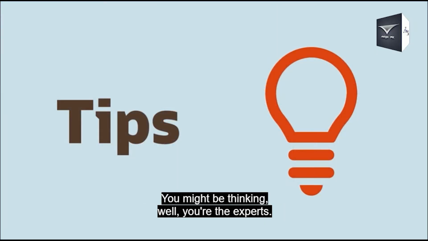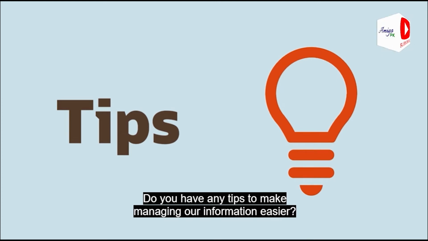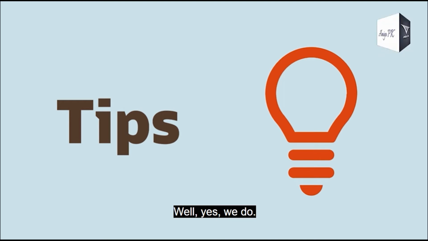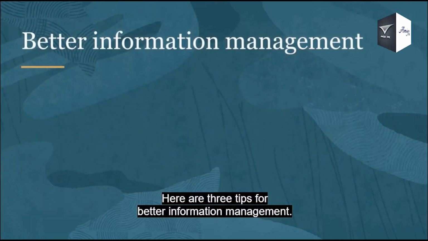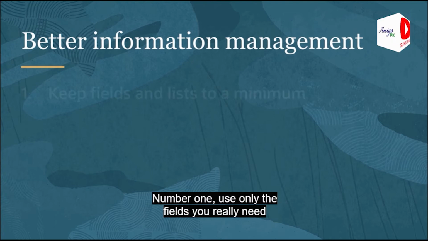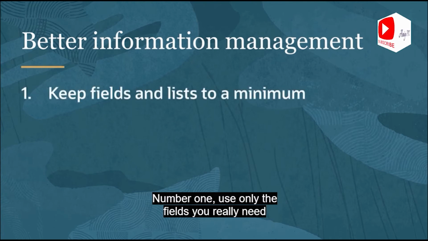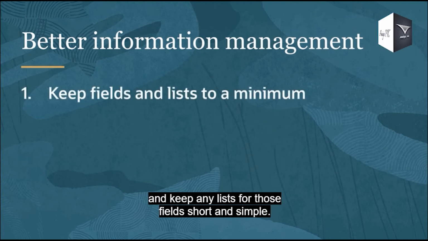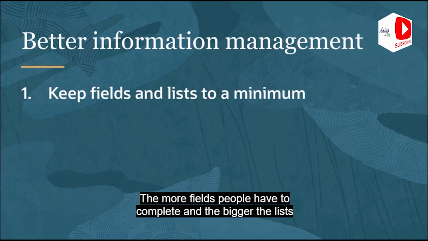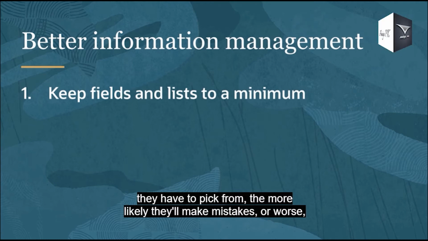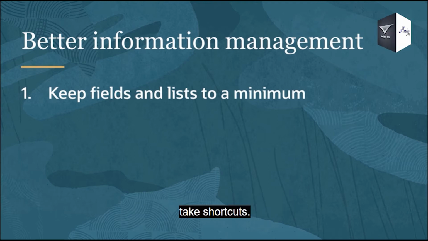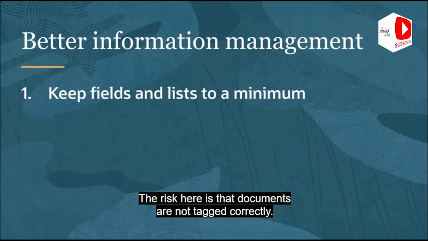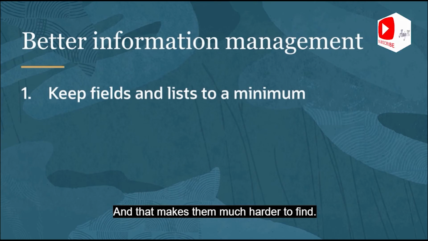You might be thinking, well, you're the experts. Do you have any tips to make managing our information easier? Well, yes, we do. Here are 3 tips for better information management. Number 1. Use only the fields you really need and keep any lists for those fields short and simple. The more fields people have to complete and the bigger the lists they have to pick from, the more likely they'll make mistakes or worse, take shortcuts. The risk here is that documents are not tagged correctly and that makes them much harder to find.